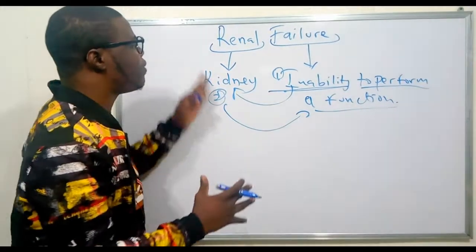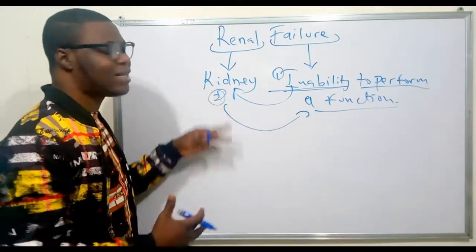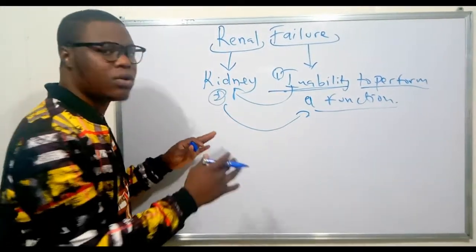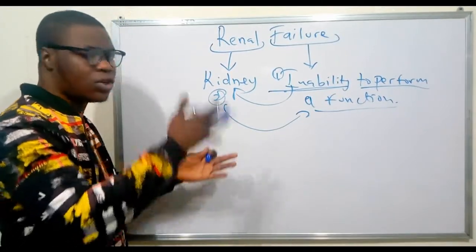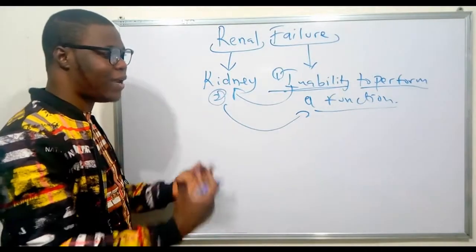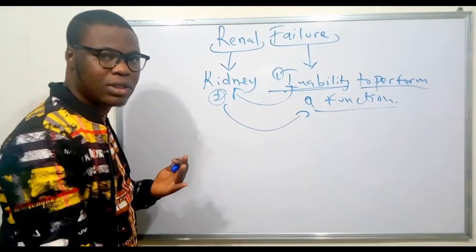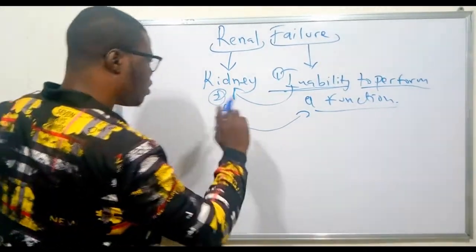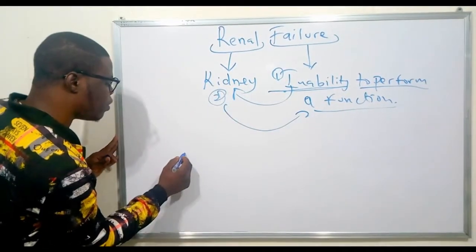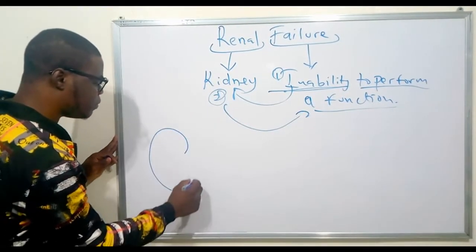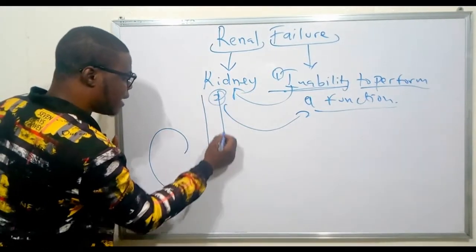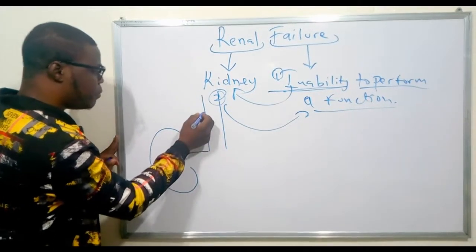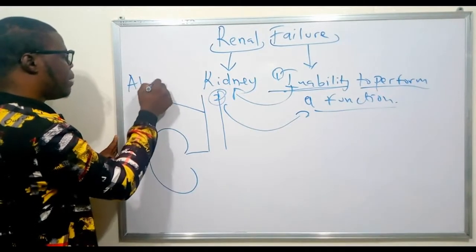Now, when we say renal failure, the organ affected is the kidney. So let's take a quick look at the anatomy of the kidney, but not really the cross section. That is the blood supply and then the outflow of urine and blood from the kidney. What do I mean by that? The kidney is just a bean-shaped organ, and it receives blood supply from what? From the abdominal artery.